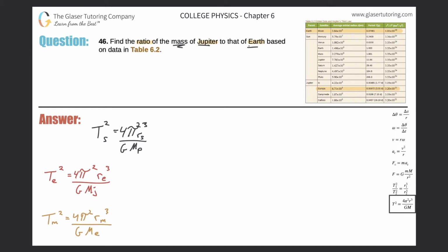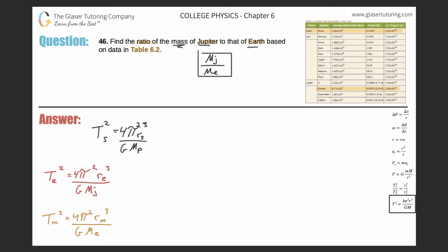Now, again, we are trying to find a ratio, so go back to the problem. We're trying to find a ratio between the mass of Jupiter and that of Earth. In thinking about what they really want us to find, they want the mass of Jupiter as it relates to the mass of the Earth. So this is what I'm looking for. Realize that in this formula here, I have the mass of Jupiter, and in this formula down here, I have the mass of the Earth.